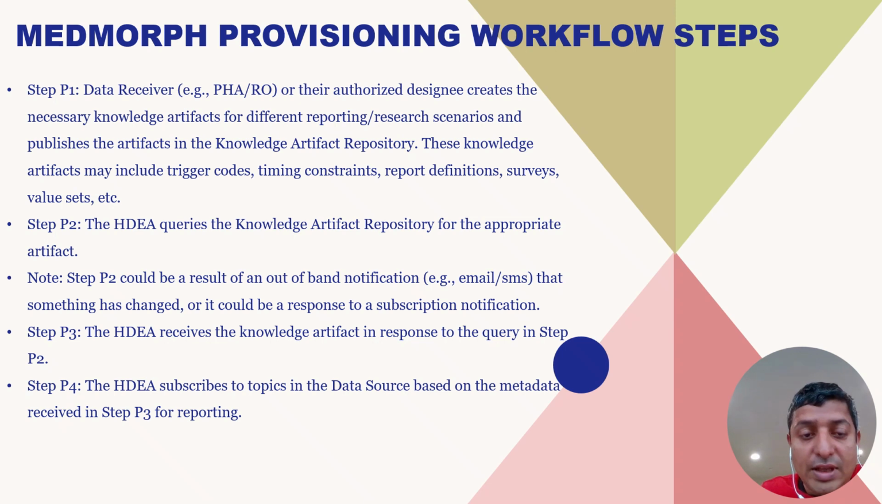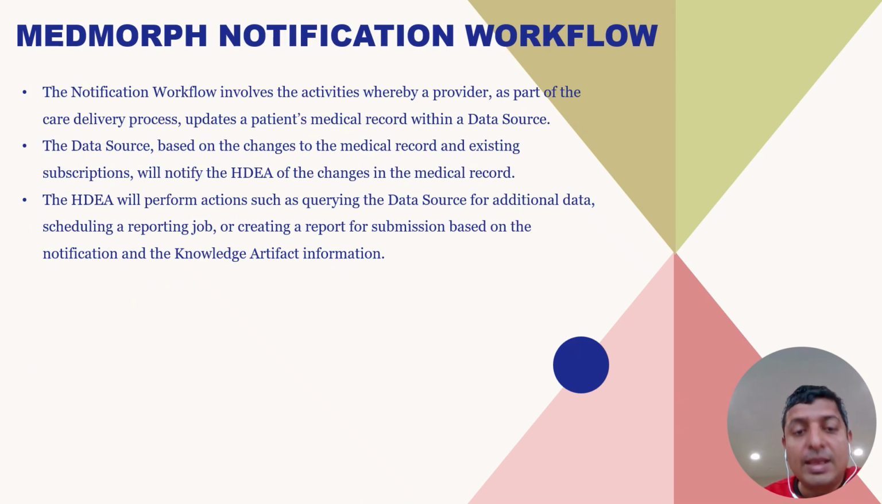If we talk about various steps within this workflow, the first step is that the data receiver or their authorized designee creates the necessary knowledge artifact for different reporting or research scenarios and publishes the artifact in the knowledge artifact repository. These knowledge artifacts may include trigger codes, timing constraints, report definitions, surveys, value sets, etc. The SDA queries the knowledge artifact repository for the appropriate artifact. Step P2 could be a result of a user-based notification, for example, email or SMS, that something has changed, or it could be a response to a subscription notification. The SDA receives the knowledge artifact in response to the query in step P2. The SDA subscribes to topics in the data source based on the metadata received in step P3 for reporting. That's where this workflow ends.